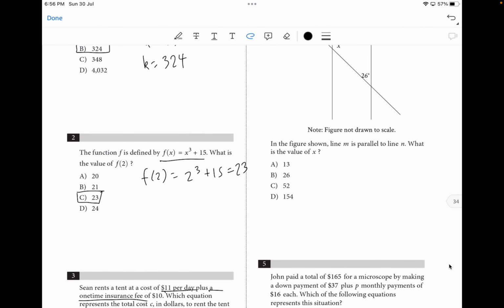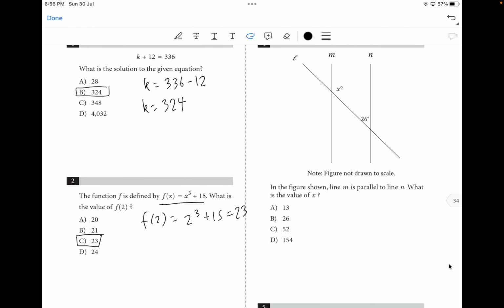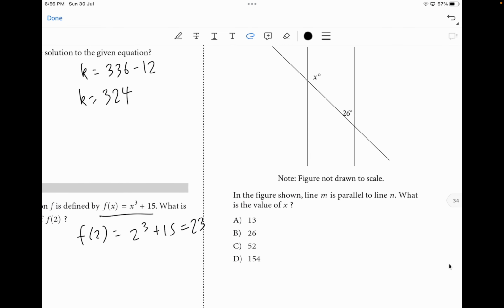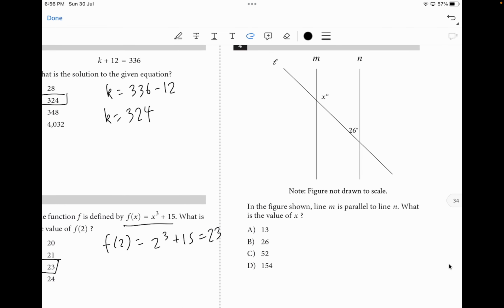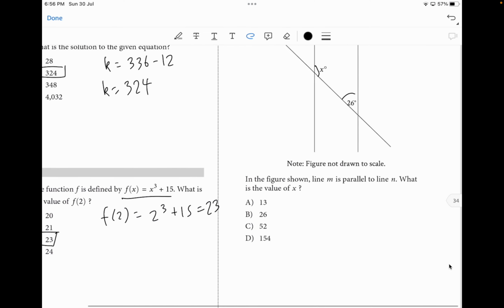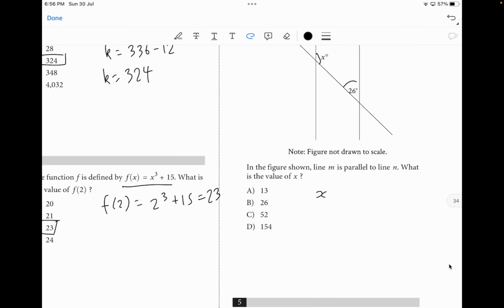Okay. So question number 4: in this figure shown, line M is parallel to line N. What is the value of X? Since M and N are parallel to each other, we can use some of the rules of parallel lines that we know. We can use the collinear concept, in which the angles on a straight line add up to 180 degrees.